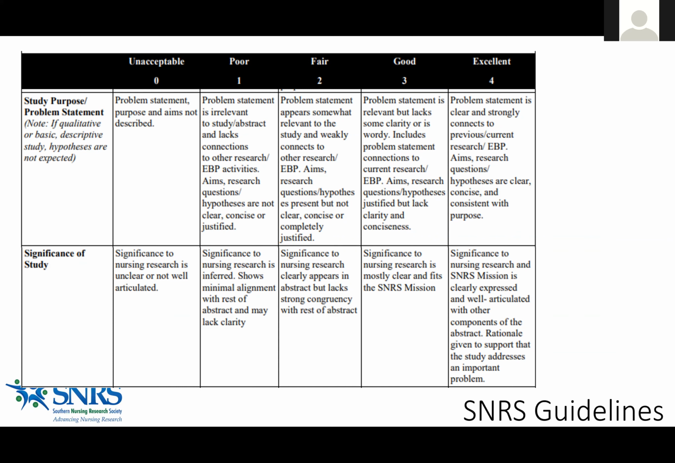But then the study also needs to be significant to nursing research and the mission at SNRS. And so your problem statement and your background should really draw you into what are the consequences of not having this information, or how will this help overall human health. And so you want to give a rationale to support that the study addresses an important problem. So this is where we really look to see, is this something significant and important that we need to find out? And I'm sure it is. It's just making sure that you can express that to the reviewer in your abstract.